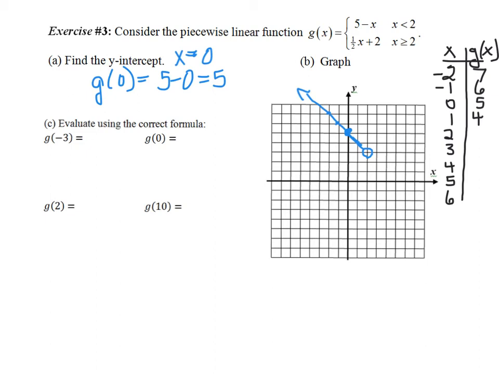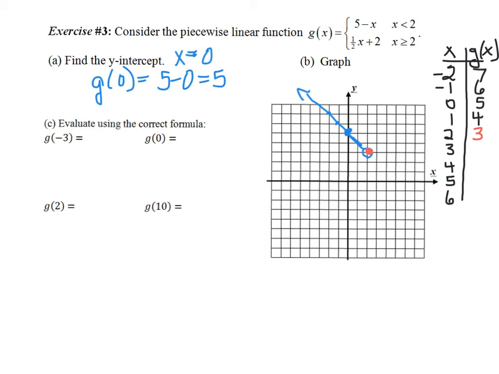Let me switch over to red so that I can get the other half of my graph. 2 is included in this branch, so that means that I'm actually going to have an output at 2. Half of 2 is 1, 1 plus 2 is 3. So at 2, I actually do have a value of 3. So I'm going to now fill in that dot. So actually this function, the two pieces are going to be connected.